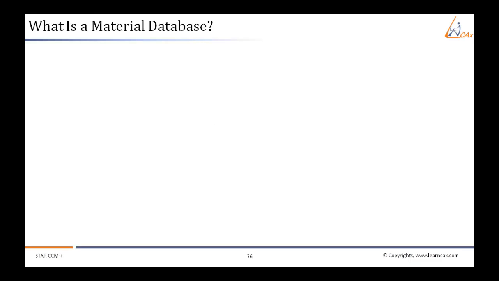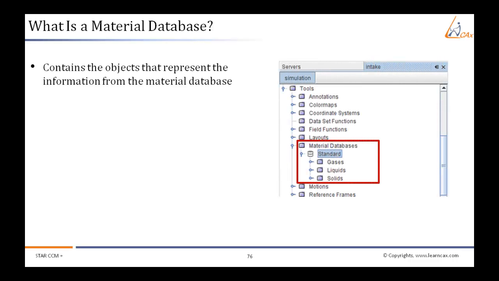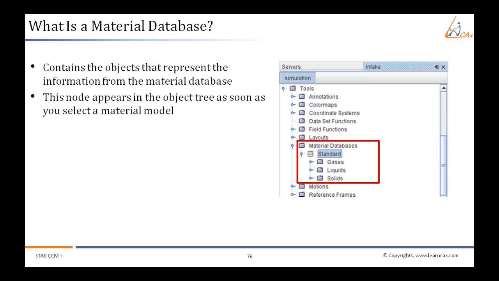In *CCM Plus, there is a node called Material Database. The Material Database node is located within the Tools, Material Databases node. It contains the objects that represent the information from the Material Database. When you create a simulation, this node appears with its subnodes in the object tree as soon as you select a material model. Its contents are grouped among 3 subnodes that represent database folders, which are gases, liquids, and solids.